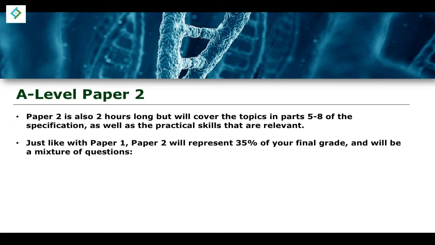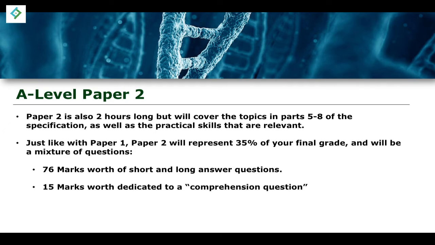Just like with paper 1, paper 2 will also represent 35% of your final grade, and there'll be a mixture of questions. Again, you will have 75 marks worth of the short and long answer questions, and instead of there being extended response questions at the end of paper 2, there are 15 marks that are dedicated to what are known as comprehension questions, to a comprehension question specifically.